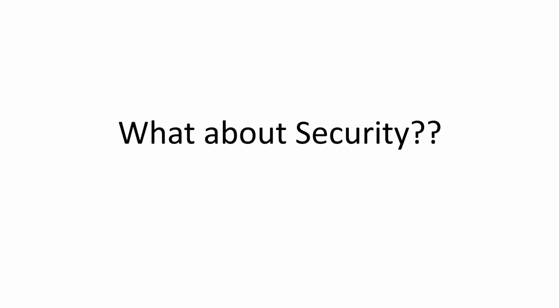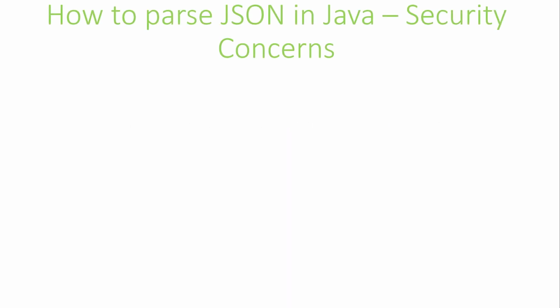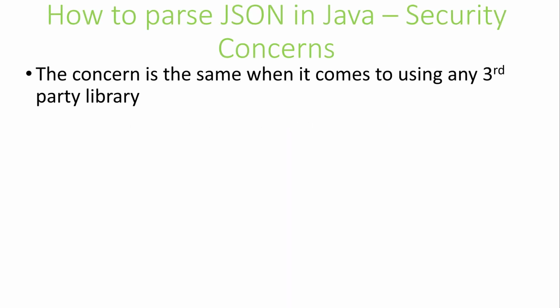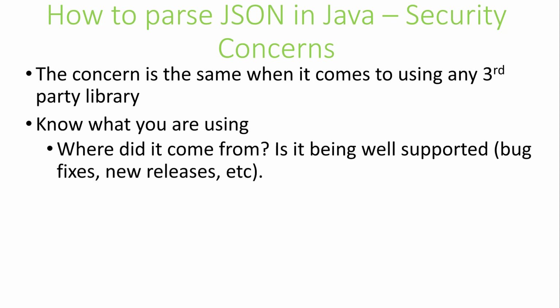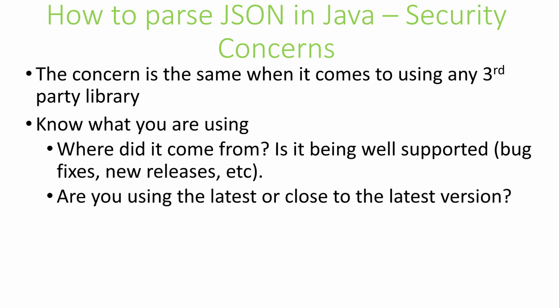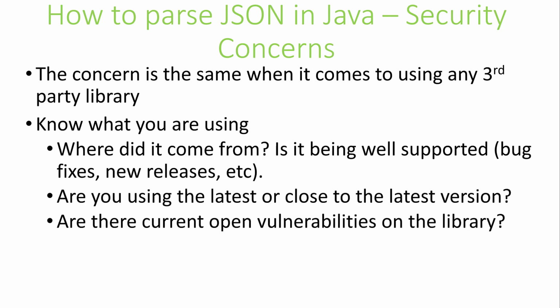All right, let's consider parsing JSON in Java from an application security perspective. Are there security concerns around the issue? Well, the primary concern is around the use of third-party libraries. Make sure you know where the library came from. Is it being supported currently, and are there frequent releases that address feature, bug, and security issues? Are there any open security vulnerabilities against the library, and how significant are they?